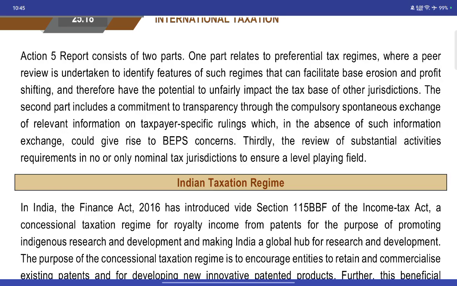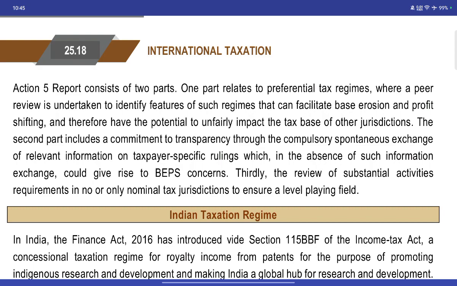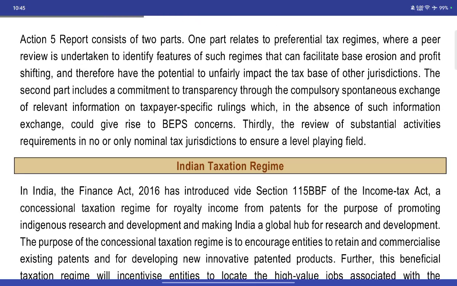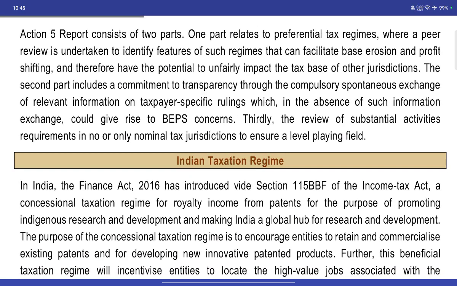The Action Plan 5 report consists of two parts. One part is on preferential tax regimes, where the peer review is undertaken to identify the features of such regimes that raise base erosion and profit shifting concerns, and therefore their potential unfair impact on the tax base of other jurisdictions.